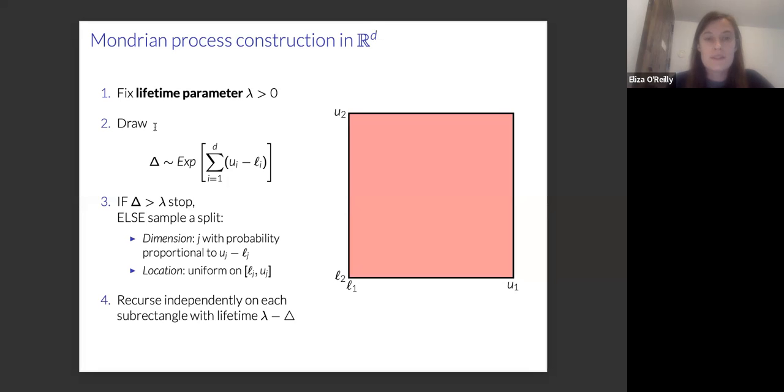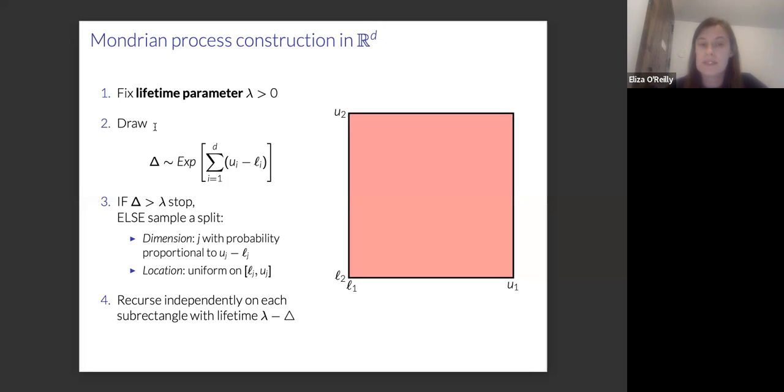And we first start an exponential clock. The parameter of this clock is going to be the sum of the widths of our box in each dimension. When this clock rings, if we've already passed the lifetime, then we're going to stop the process.